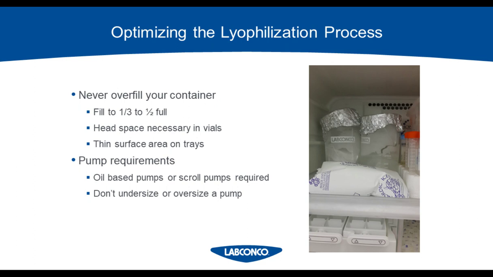To optimize your program and your process, you never want to overfill your containers. What will happen is you could potentially break your flask, or it will take a very long time for your freeze-dry process to go. Thin surface area is better on your trays as well as in your flask. As Megan discussed, pre-freezing on a slant or in a shell are the best ways to do it.